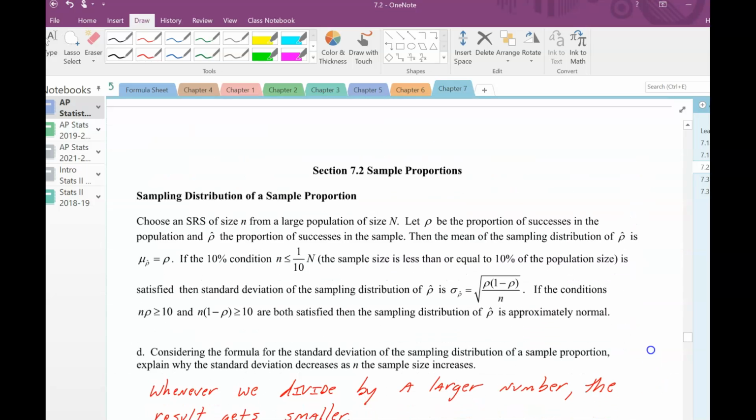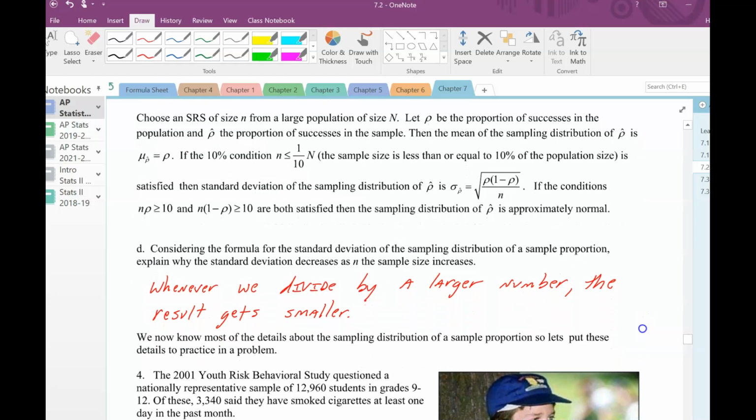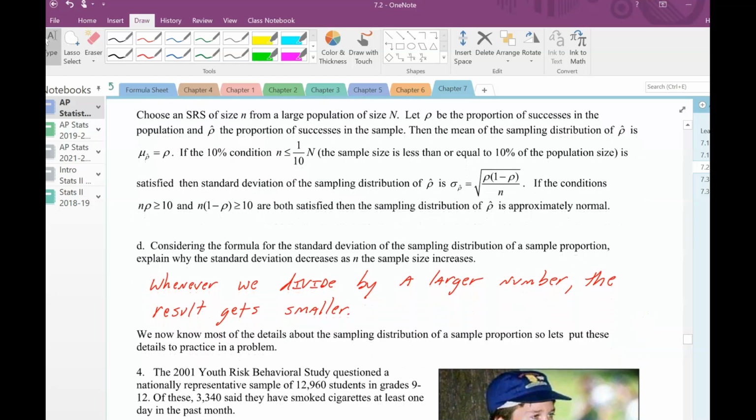All right, so take a look at the next page. We're going to start getting into some examples here. So at the top, it says choose an SRS of size n from a large population. Let p be the proportion of successes in the population and p hat the proportion of successes in the sample. This is going to sound also familiar from binomial random variables, because when you're sampling without replacement, you have actually altered your proportion of successes in the population that you would be choosing from.